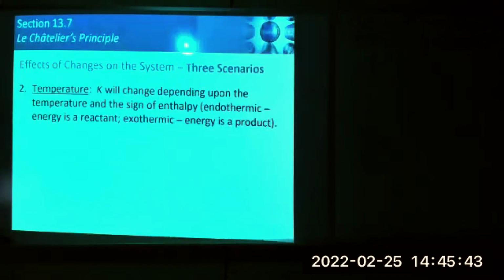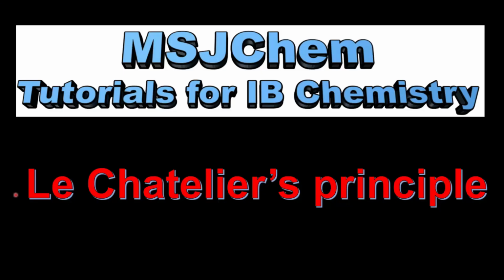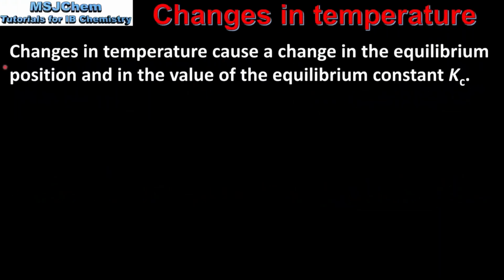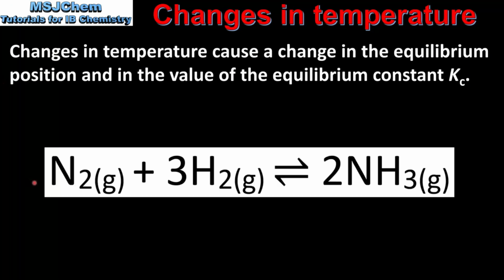Slideshow coming up here. This is MSJ Chem. In this video, I'll be looking at Le Chatelier's principle and temperature. Changes in temperature cause a change in the equilibrium position and in the value of the equilibrium constant Kc. Here we have the chemical equation for the Haber process. In the Haber process, nitrogen and hydrogen react together to form ammonia.